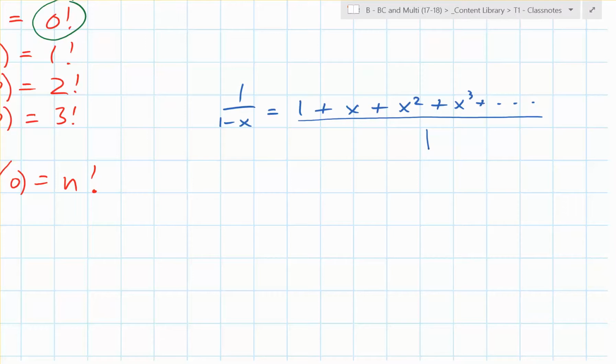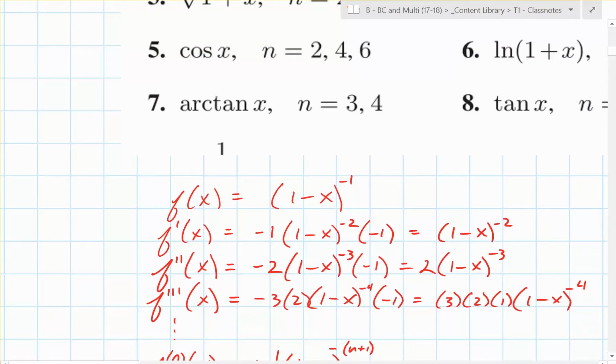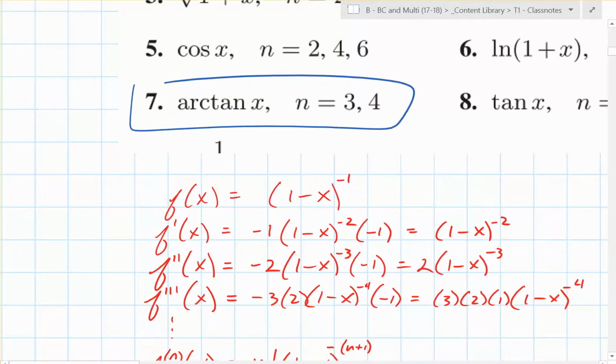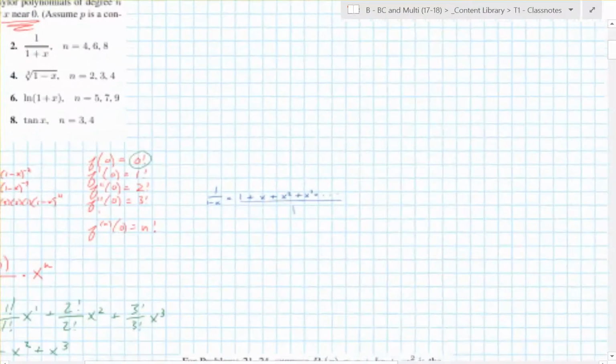Okay, moving on. You want to do number 7? You guys, I think that's the arctan one. Oh, yay. I love arctan. What, you don't like arctan? The derivative of this. Oh, you guys just don't remember your AB calculus? You don't?